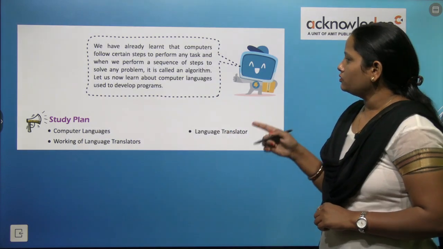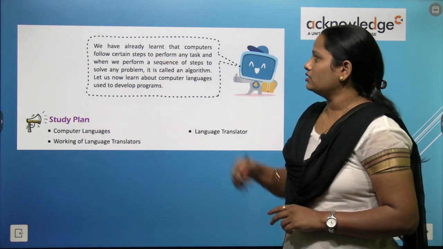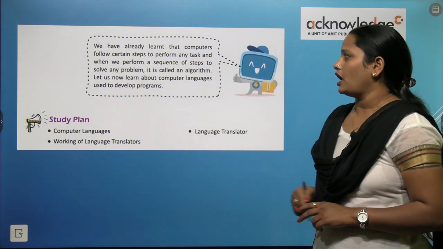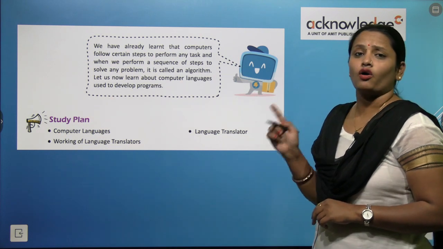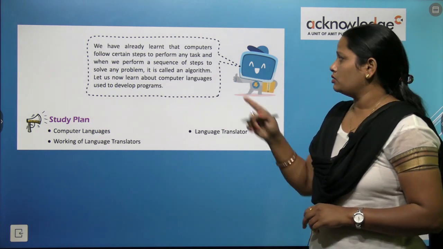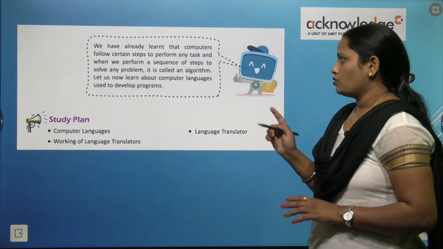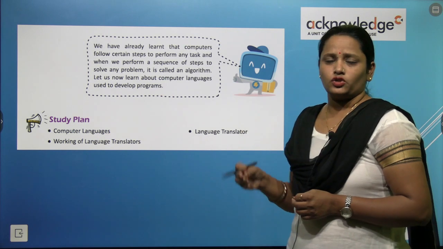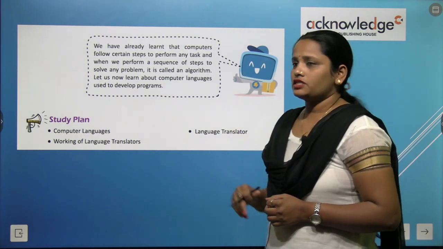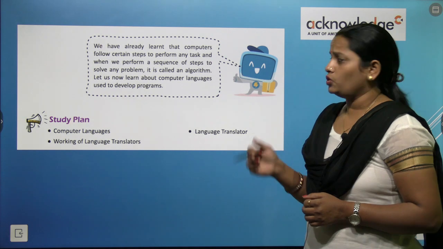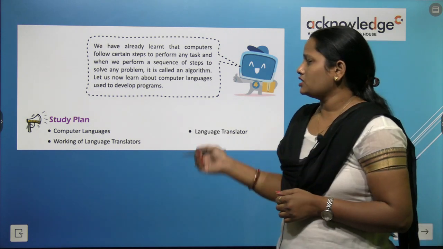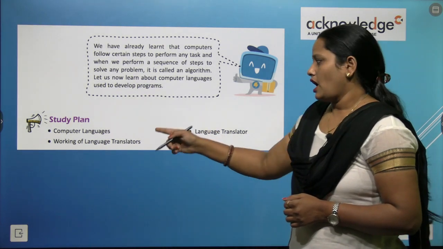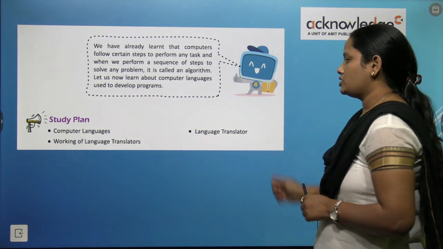In this chapter, we have already learned that a computer follows certain steps to perform any task, and when we perform a sequence of steps to solve any problem, it is called an algorithm. So what is an algorithm? When we go step by step and solve a particular problem, it is called an algorithm. Let us now learn about computer languages used to develop programs. In this chapter we are going to learn about computer languages, language translators and working of language translators.